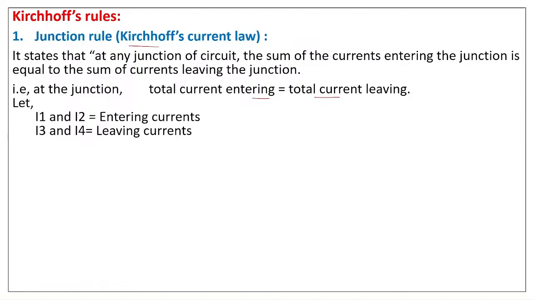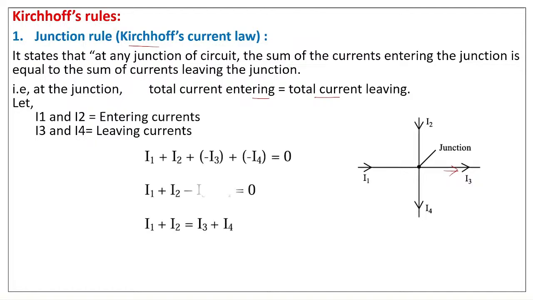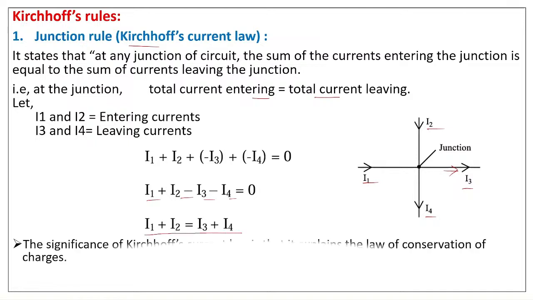Let I1 and I2 be entering currents, and I3 and I4 be leaving currents, as shown in the figure. Therefore, I1 + I2 - I3 - I4 = 0. On equating, we get I1 + I2 = I3 + I4.